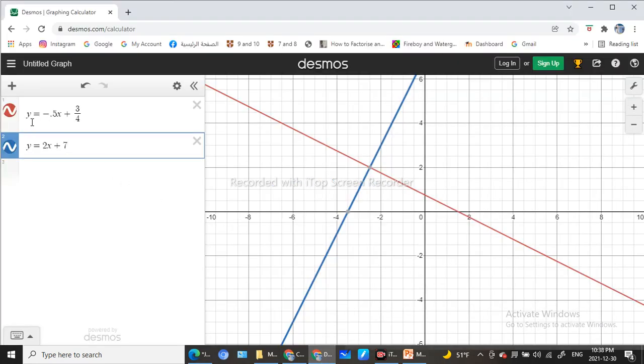Now this is the first line, the red line, y equals minus 0.5x plus 3 over 4, and this is the second line, y equals 2x plus 7. This is the blue line, and this is the point of intersection. See the coordinates here, x is minus 2.5 and y is 2, and it is obvious that the two lines are perpendicular to each other.